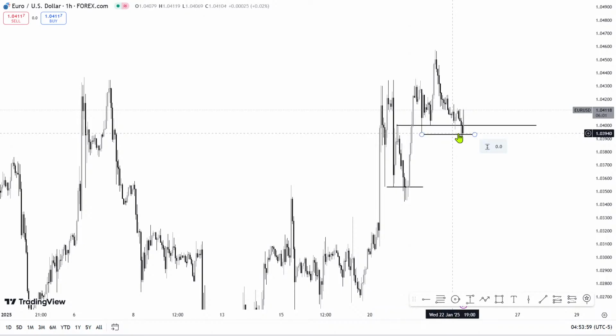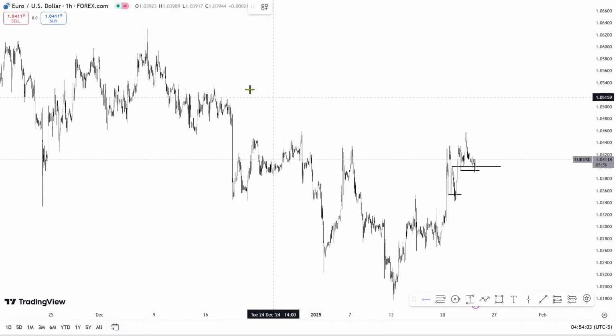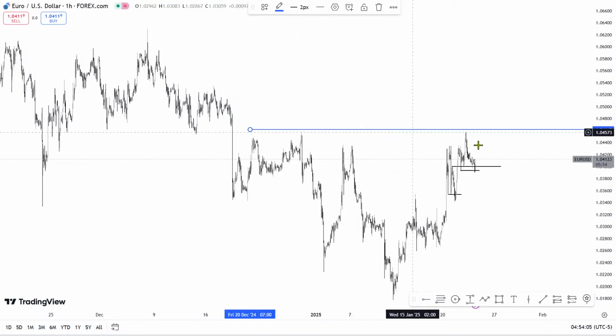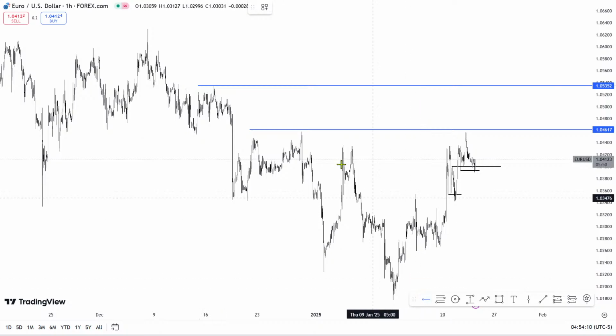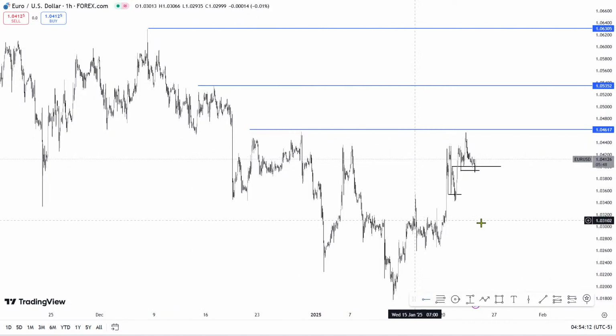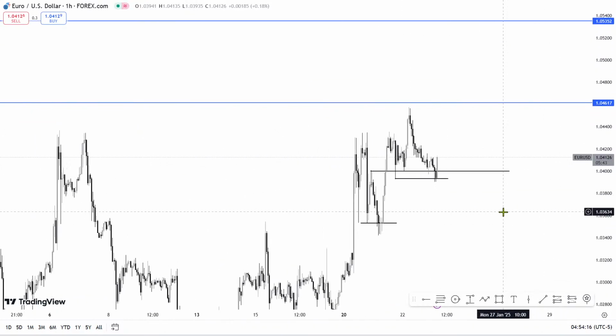Boom. I'm already buying this. So you buy this, and you're buying into what? You're buying into the drawn liquidity, of course, relatively equal highs. You're buying into this, you're buying into that. Okay, my friend, this is what I'm looking at on the Euro USD.